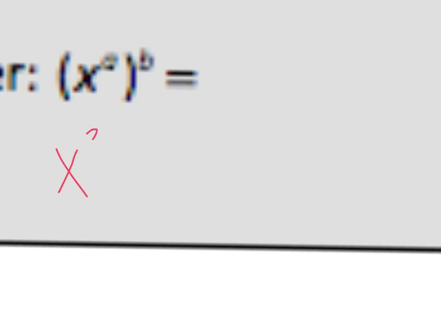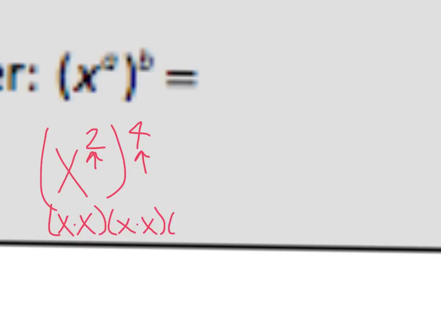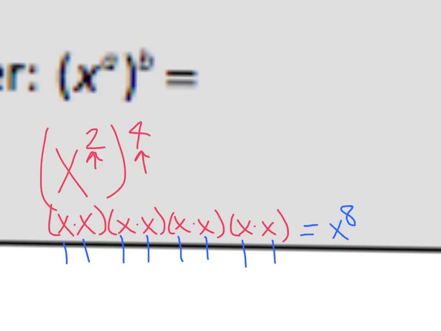So, let's do x to the 2nd to the 4th. If you remember, x to the 2nd means x times x. That's what this 2 means. Now this 4 means I have x times x 4 times. So if this is all being multiplied together here, if I count 1, 2, 3, 4, 5, 6, 7, 8, you're going to get x to the 8th.